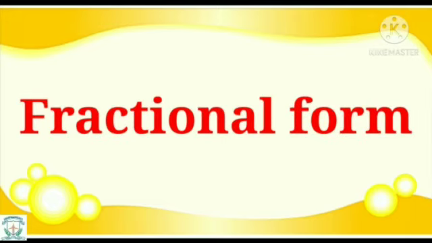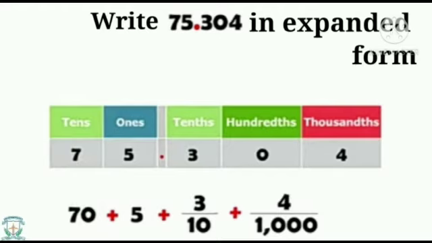Fractional form. Write 75.304 in expanded form. First, put this number on the place value chart. Then we can write the number as 70 plus 5 plus 3 by 10 plus 4 by 1000.